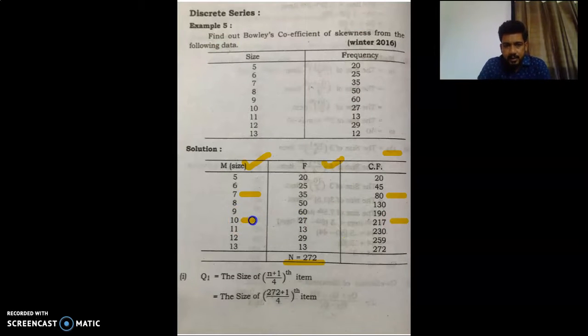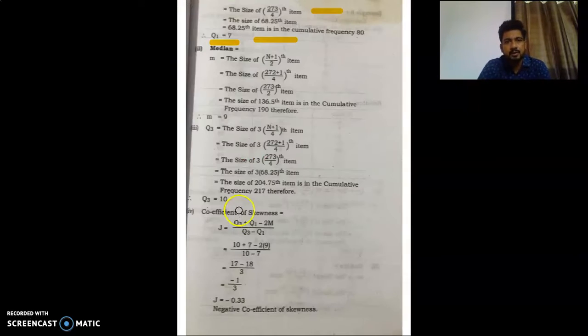The respective value for that particular cumulative frequency 217 is 10. So Q3 equals 10. The 204.75th item is in the cumulative frequency 217, so 10 represents the value of cumulative frequency 217. So Q3 equals 10. Now we have Q1 equals 7, and we have Q3 equals 10. Now we have to calculate the median.